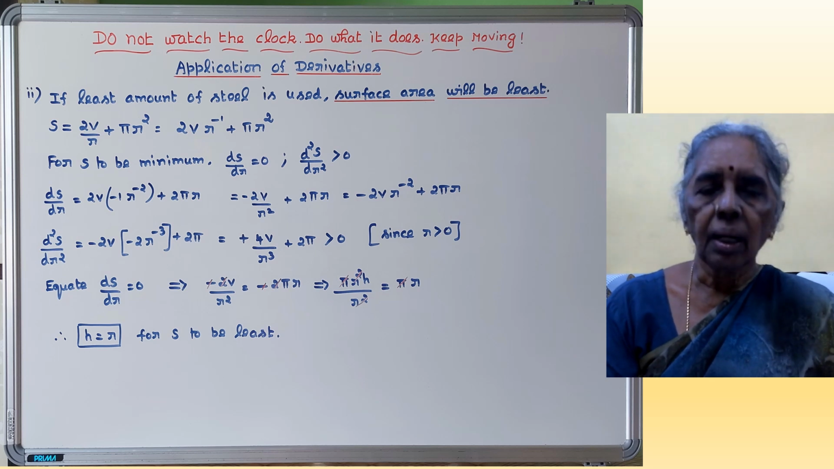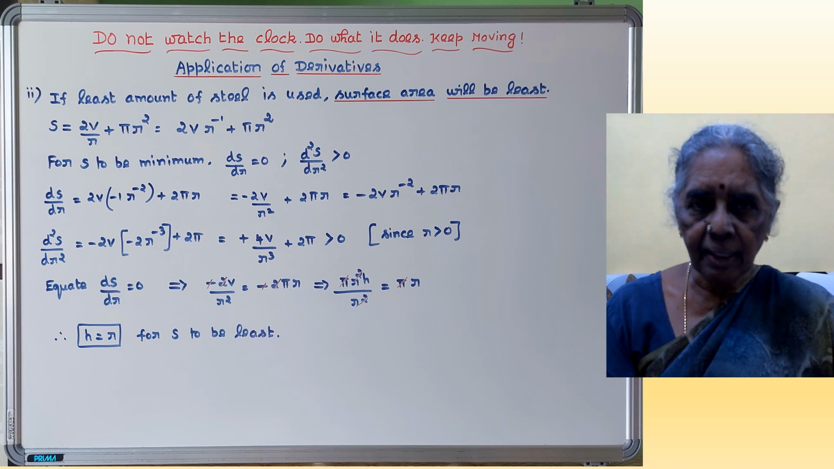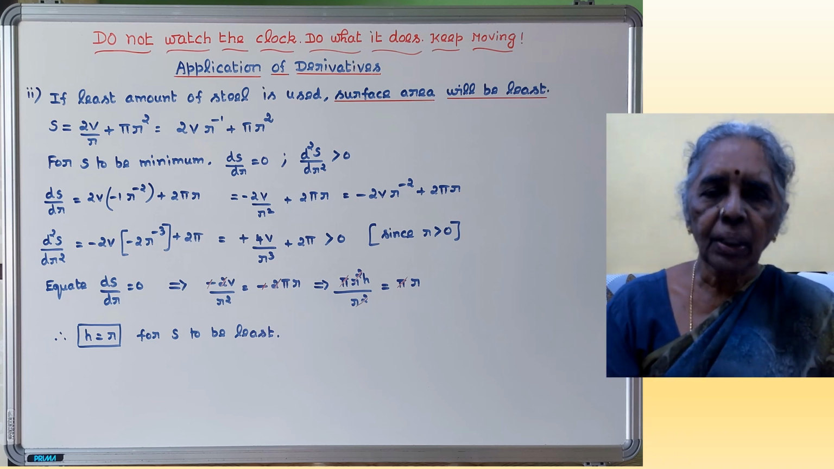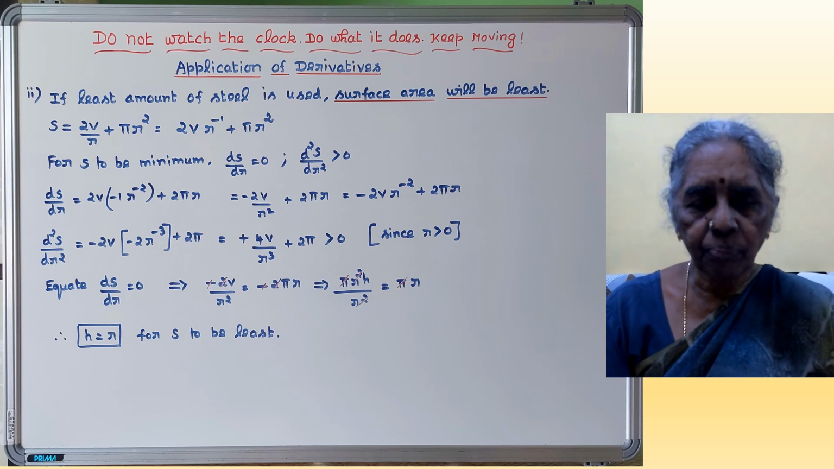So now, if you want the surface area to be least, that is the least amount of steel to be used, what is the relation? h should be equal to r. Do you understand the sum?